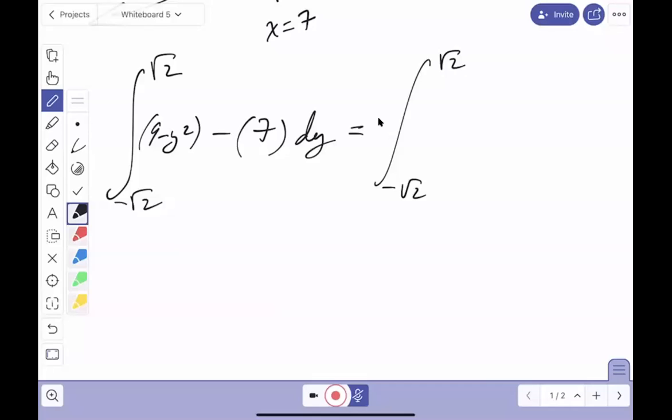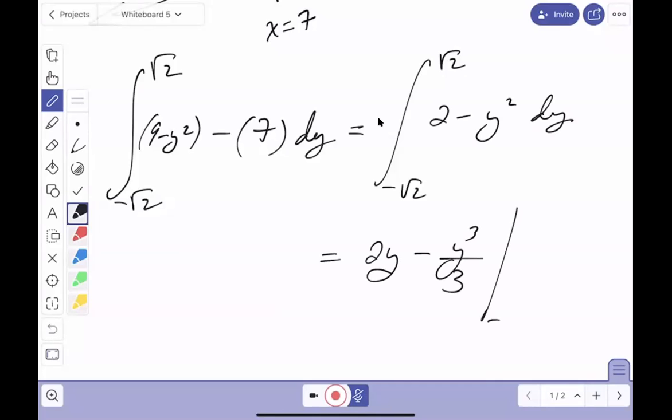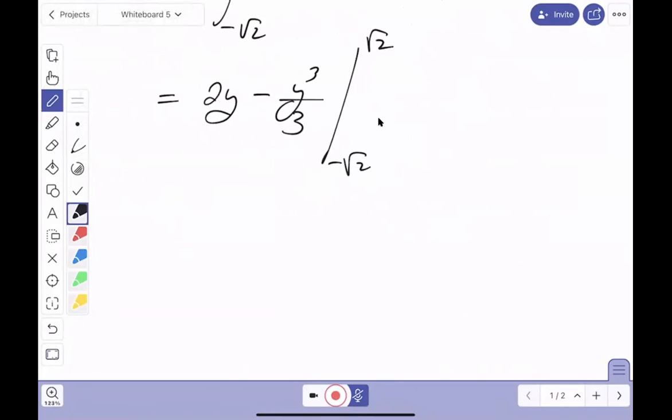So let's see, it's 9 minus 7, which is 2 minus y squared dy. I can do my integration. This can be 2y minus y cubed over 3, limits of integration, minus root 2 to root 2. And again, I'll look at the key later. So it's going to be 2 root 2 minus, I have to cube the root of 2, so it's going to be 2, because it's a square, and it's going to be 2 root 2 now.